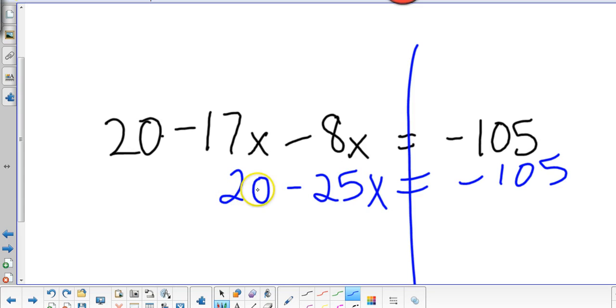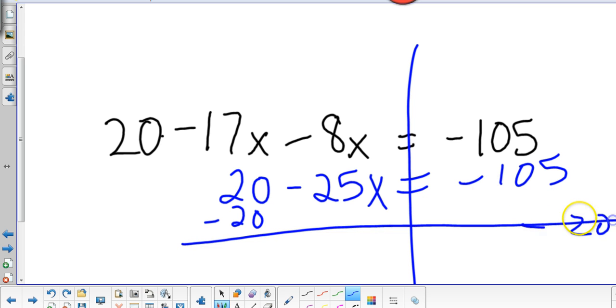Inverse operations. The inverse of plus 20 is a minus 20, or negative 20. So we'll add negative 20 to both sides here. That's going to give me a minus 25x here.